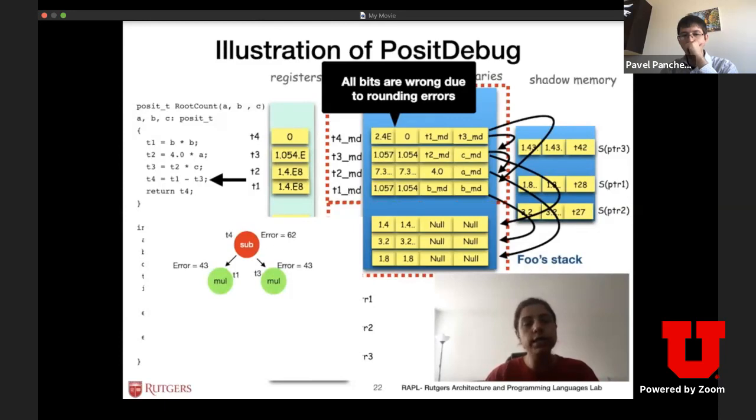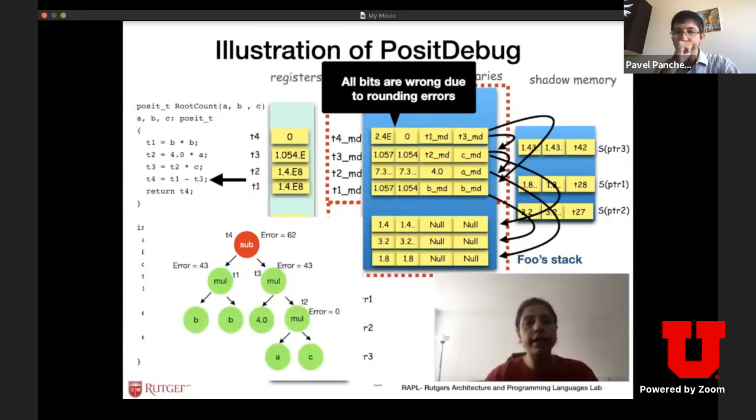From T4, we can access T1 and T3's metadata and notice that both of the operands have an error of 43 bits. We recursively traverse each node and construct the entire DAG, which helps us do the root cause analysis. We figure out that T1 and T3 have error due to loss of precision, and it is magnified in T4 due to catastrophic cancellation.